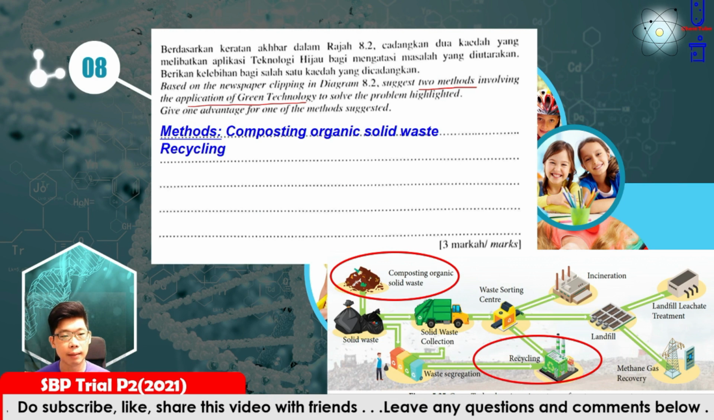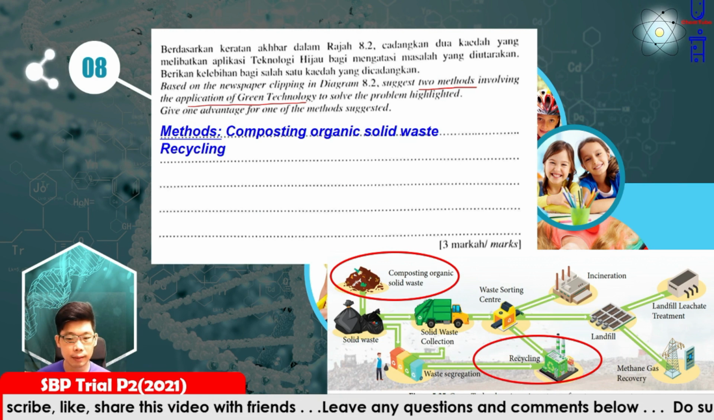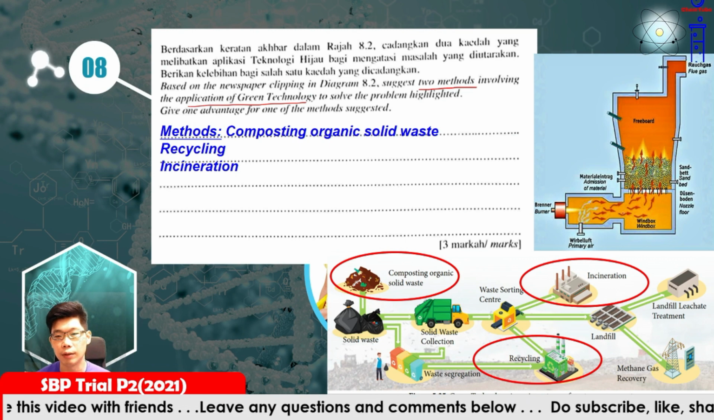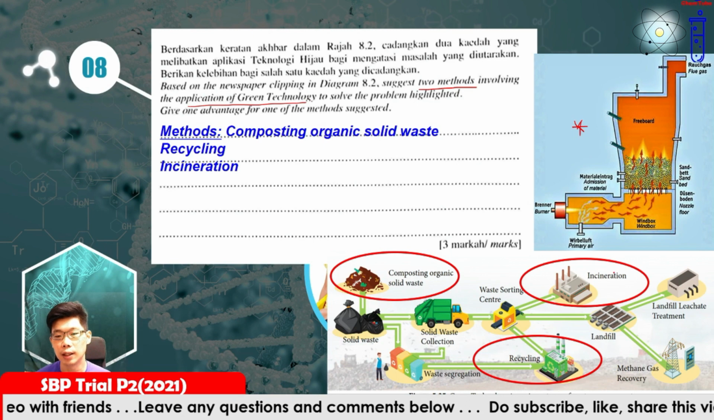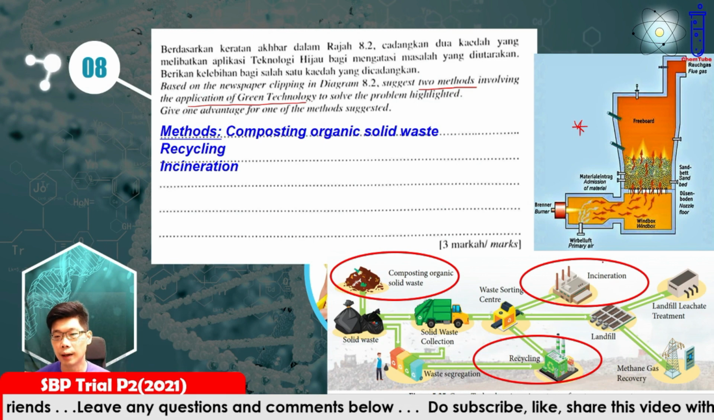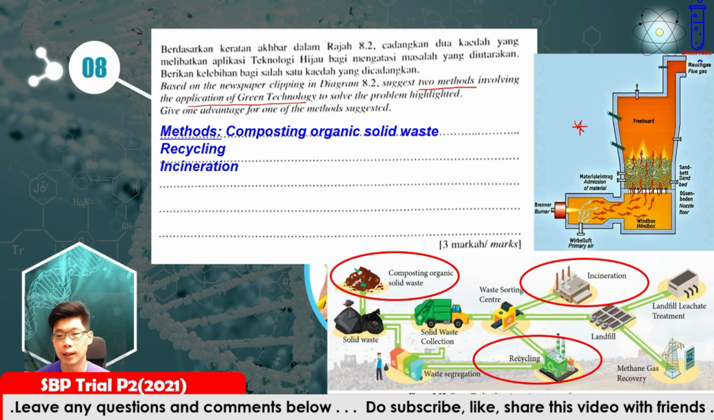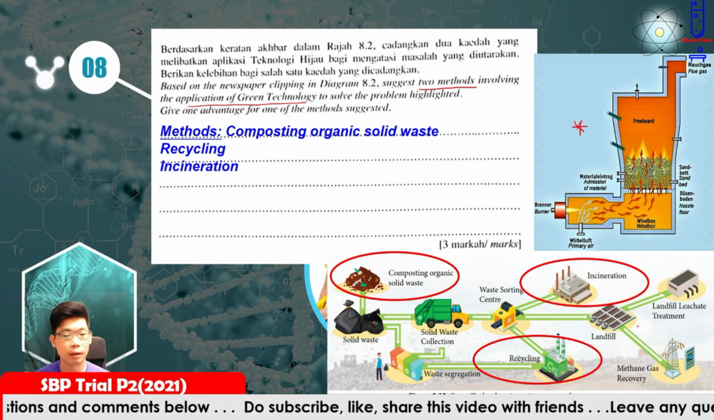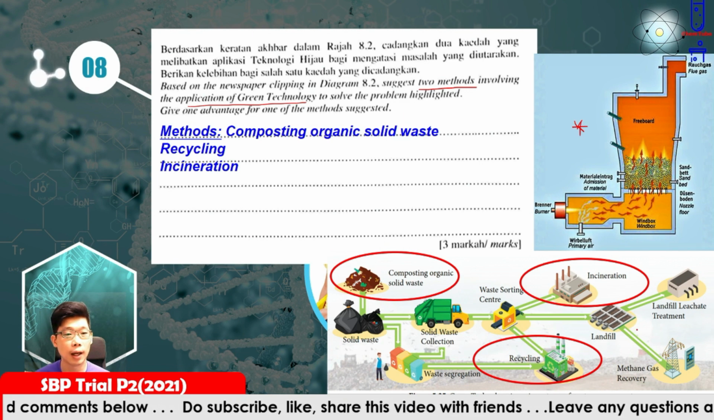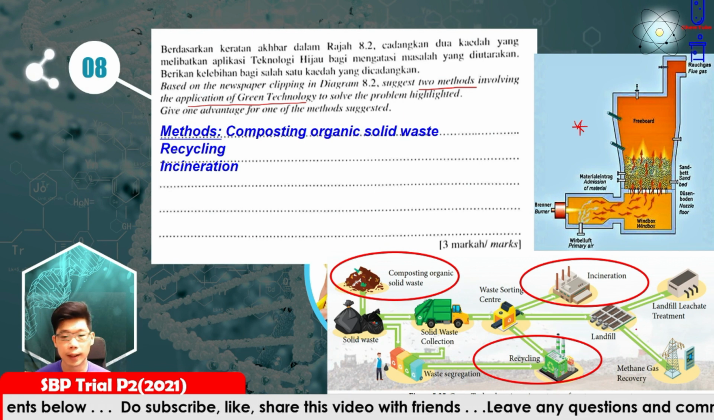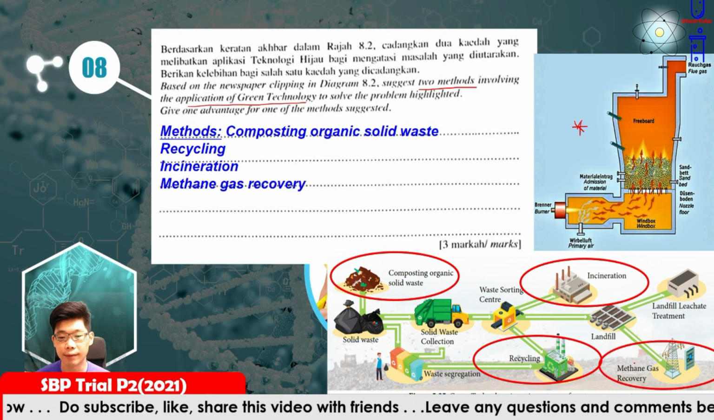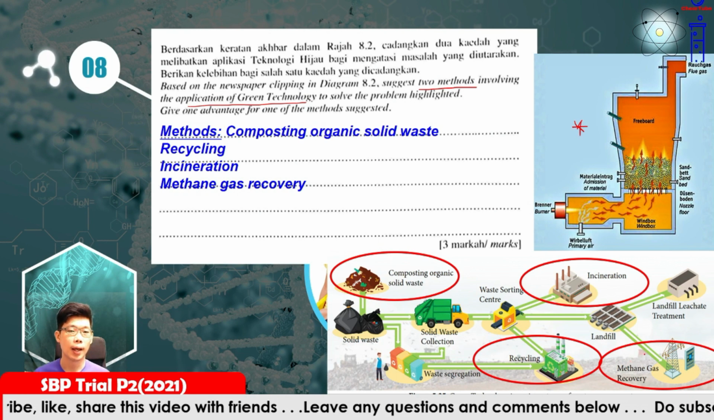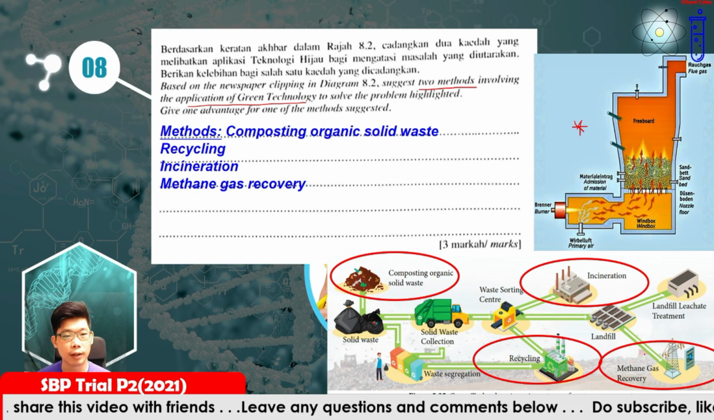Okay, we can recycle some of the items that can be recycled. Okay, next is incineration. Actually, if you can see these diagrams, it is the burning of the waste in a special machine. Okay, then it can reduce the release of the toxic gases into the surrounding. Okay, next, methane gas recovery. Okay, also a method to reduce the garbage, right? Okay, so you can choose any two.